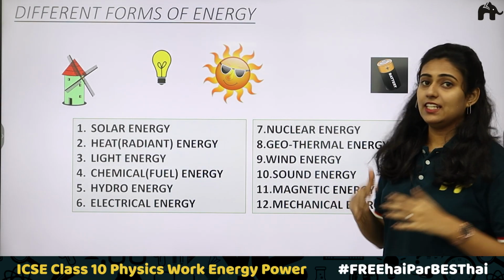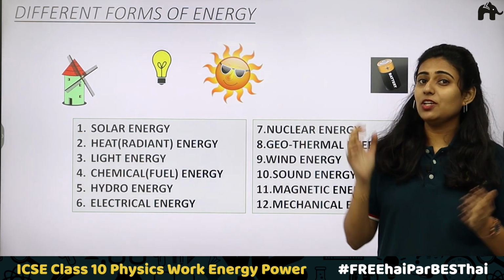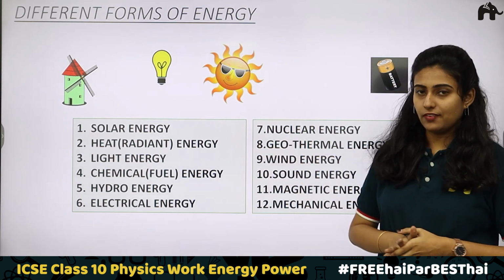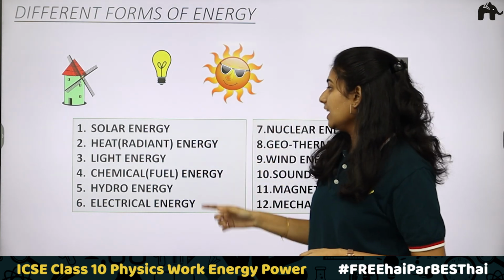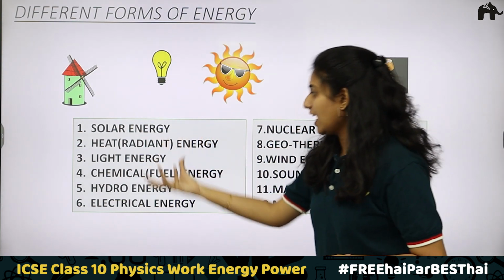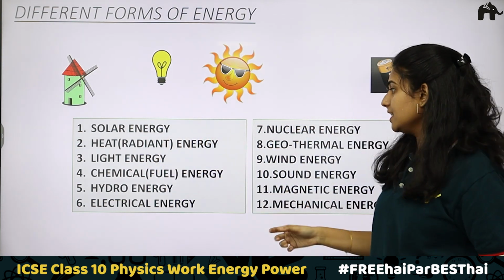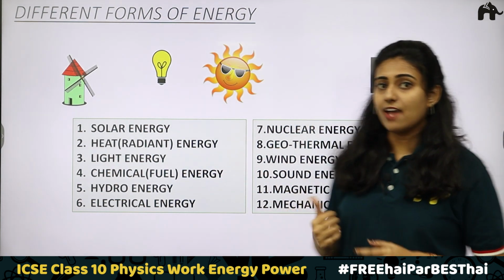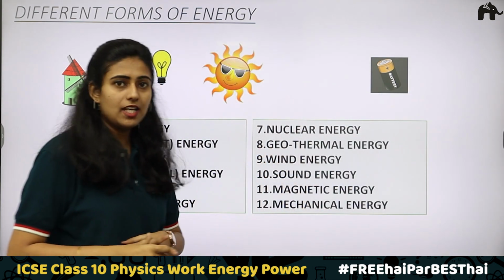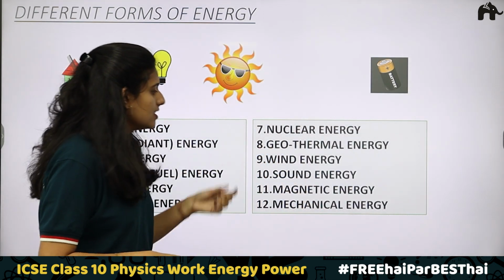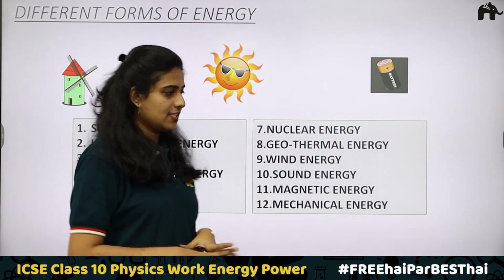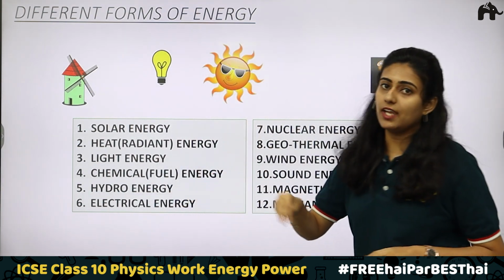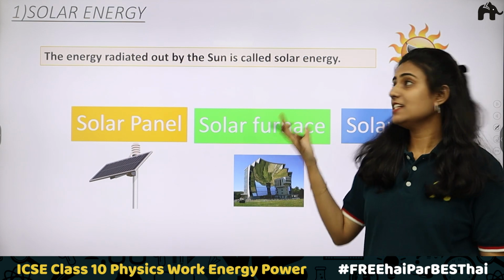Different forms of energy. Nature has provided us with different forms of energy and we know that sun is the ultimate source of energy. We will be discussing 12 different forms of energy. The first one is solar energy. Second, heat or radiant energy. Third, light energy. Fourth, chemical or fuel energy. Fifth, hydro energy. And sixth, electrical energy. Then we have nuclear energy, geothermal energy, wind energy, sound energy, magnetic energy and mechanical energy. We will be discussing in detail all these 12 forms of energy and the conversion of one form of energy into other. First one is the solar energy.